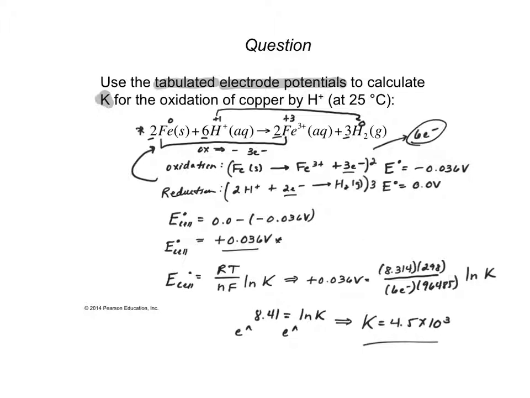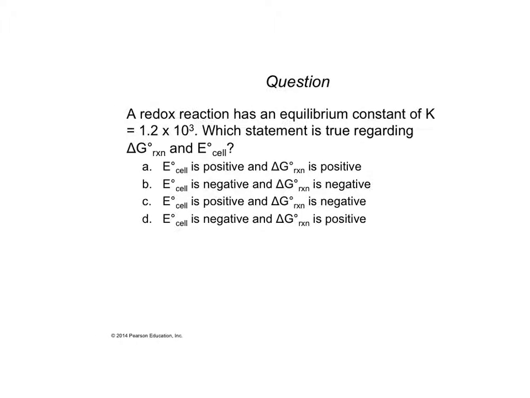Okay, so hopefully that helped. We have time at the end, so go ahead and try this question. This is just a nice kind of multiple choice type question. You'll see things very similar to this, kind of like this overall understanding between K and delta G and E. So in this problem, we have a redox reaction that has an equilibrium constant of 1.2 times 10 to the 3. I want to know which statement is true regarding the sign of delta G and then the sign of the cell potential. So go ahead and try that, come back, you can pause the video.